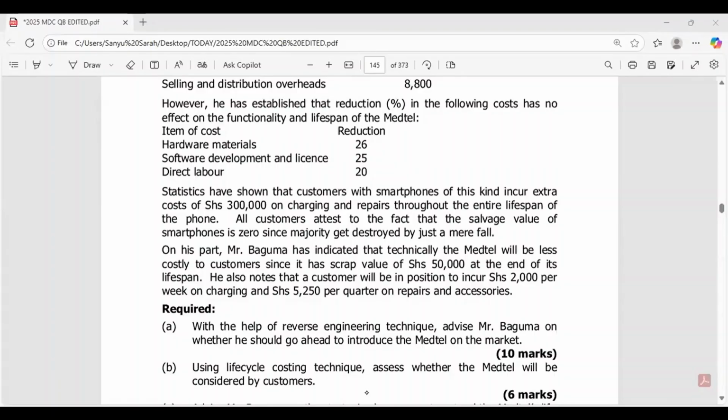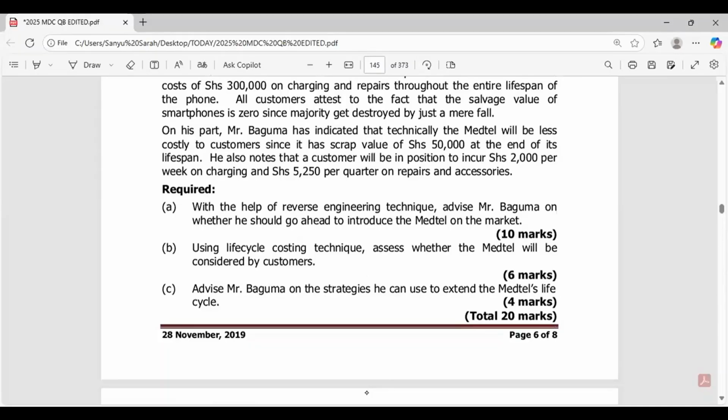Required, with the help of reverse engineering technique, advise Mr. Baguma on whether he should go ahead and introduce the Medtel on the market. Using life cycle costing technique, assess whether the Medtel will be considered by customers. Advise Mr. Baguma on the strategies he can use to extend the Medtel's life cycle. So remember the strategies we've talked about of extending a product's life cycle, where we've talked about advertising, cost reduction, and so on. Those are the ones they needed in part C.